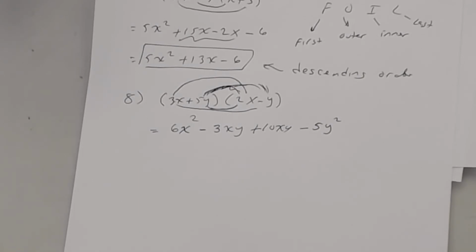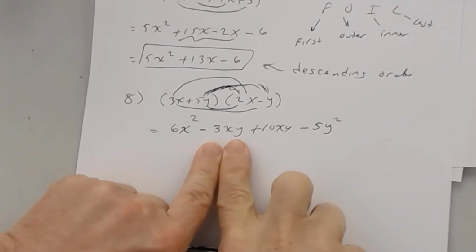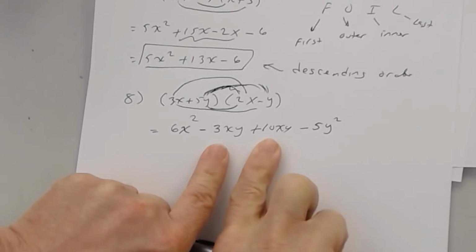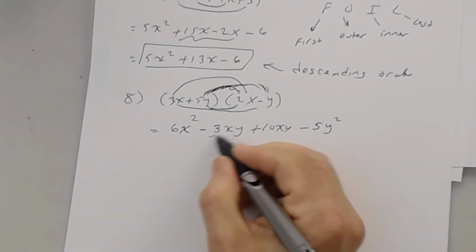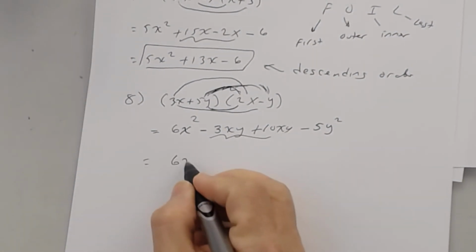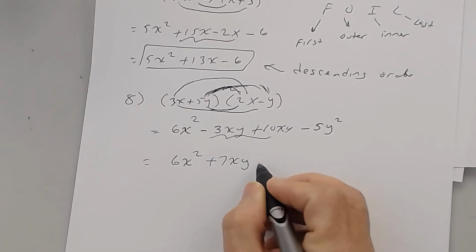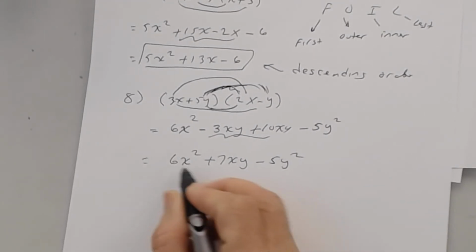All right. How many terms do you see? Four. Now, it's not always the case you'll be able to combine like terms. You'll see that. But if you can, you do it. Can I combine any like terms? Yes. I have negative 3xy and 10xy. So how many xy's do I have? 7. So what's my answer? 6x squared plus 7xy minus 5y squared.